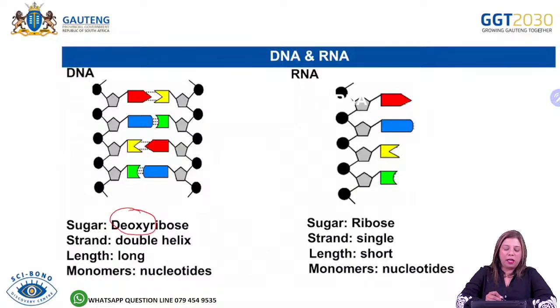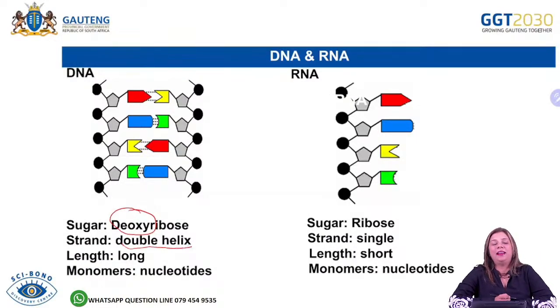Okay, so there you have the DNA structure. We know that it is double helix. You cannot say double-stranded. You cannot say anything else. The only acceptable description for the structure of DNA is double helix. It is long and it is made up of monomers called nucleotides.